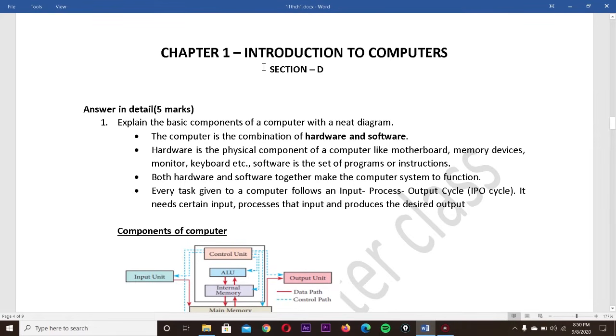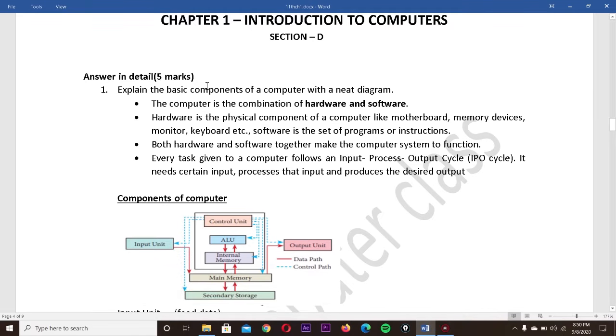Hello students, now we will discuss the 5 marks in chapter 1, Introduction to Computers. There are 3 five-mark questions in this chapter, okay. The first one is basic components of a computer with a neat diagram.